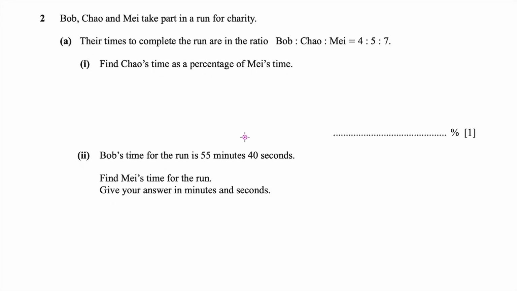Bob, Chow, and May take part in a run for charity. Their times to complete the run are in the ratio Bob : Chow : May = 4 : 5 : 7. Find Chow's time as a percentage of May's time.